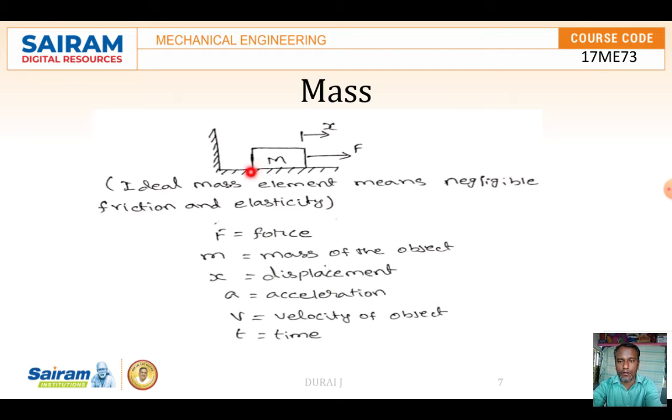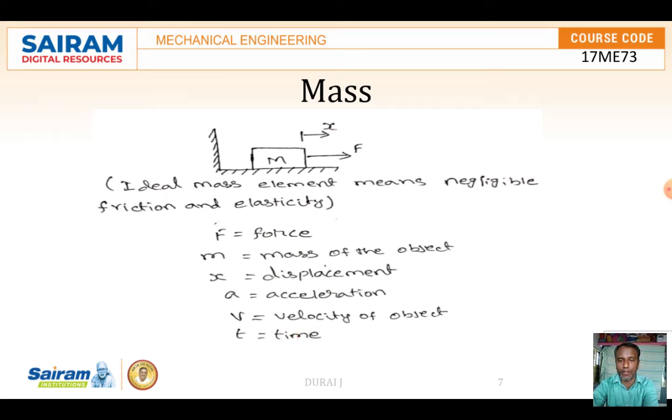Okay. So now, while talking about this ideal mass element, we consider negligible friction and negligible elasticity. Okay, the elasticity takes place in the spring, and the friction takes place in the damper. Okay, so here F is the force, m is the mass of the object, x is the displacement caused by the acting force, along with the acceleration produced and velocity, and t is the time.